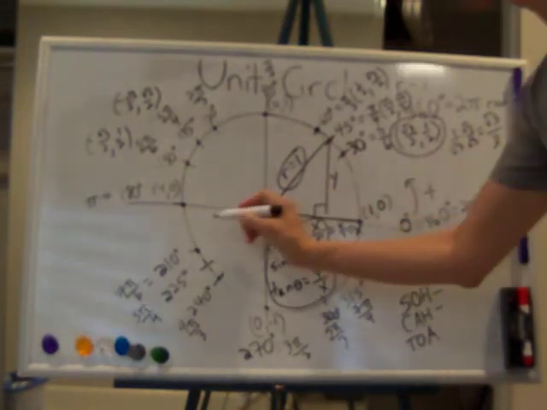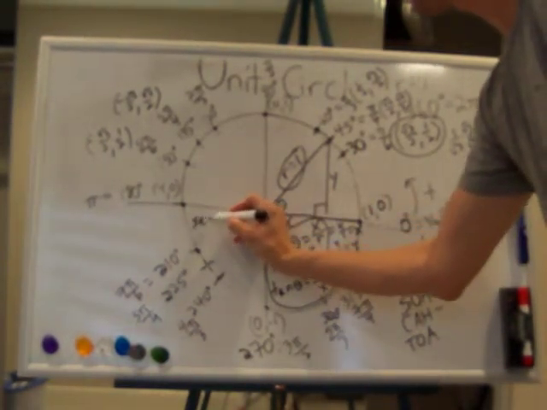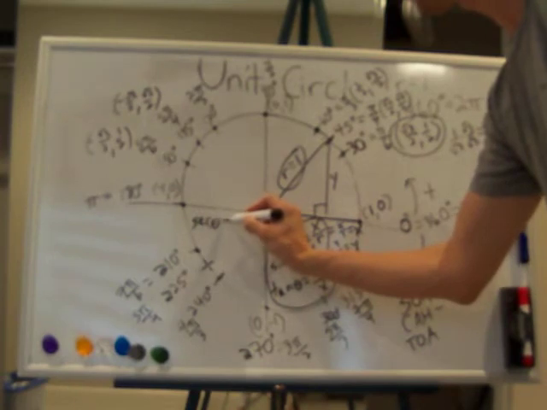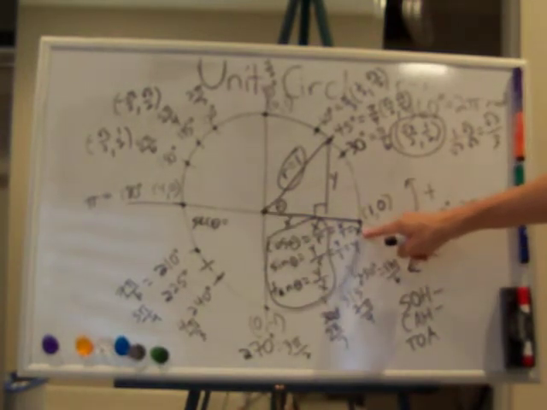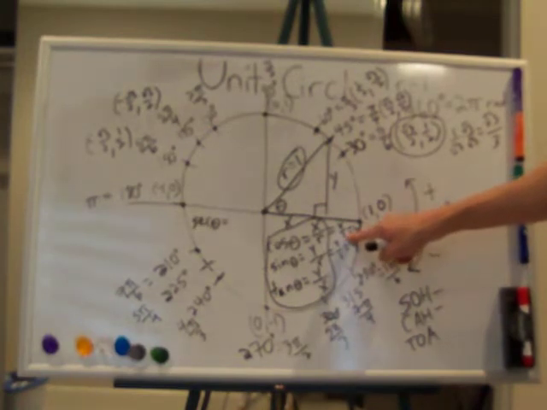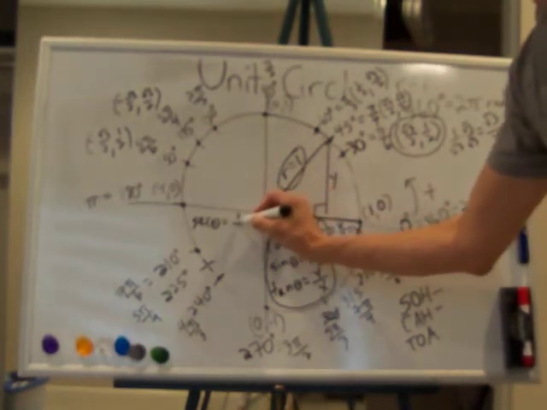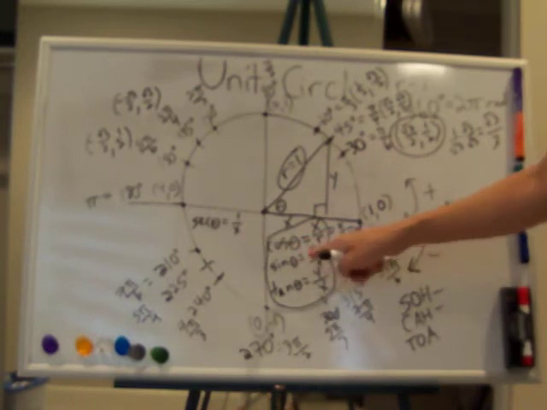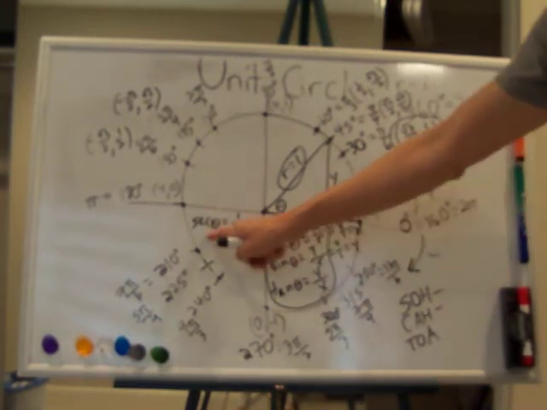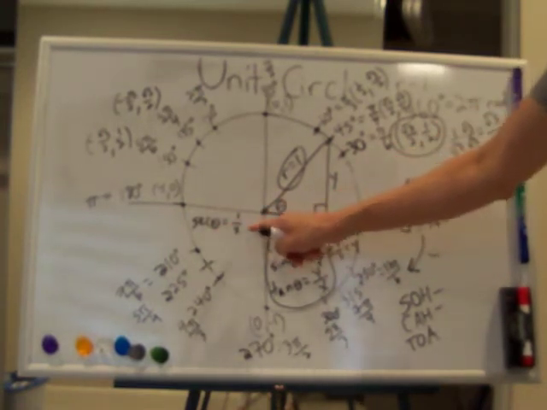So therefore, if we know that secant and cosine are reciprocals, what's the reciprocal of x? Reciprocal of x is 1 over x, right? Because x is x over 1, and the reciprocal of x over 1 is 1 over x. So if cosine of theta is equal to x in the unit circle, then secant of theta is equal to 1 over x in the unit circle, right?